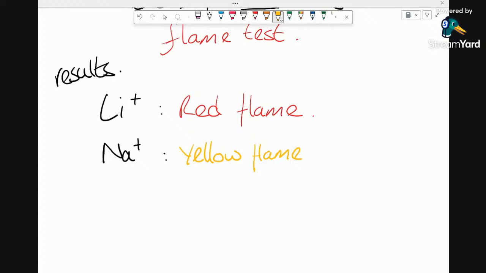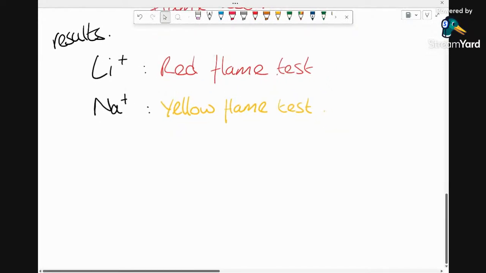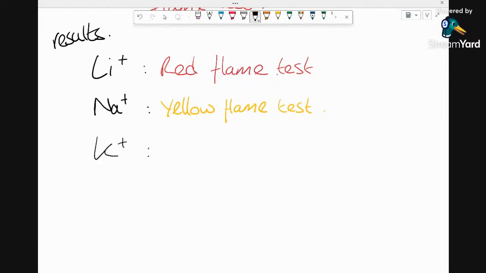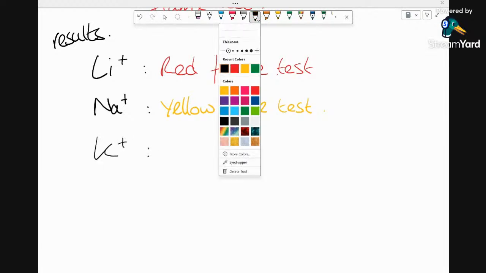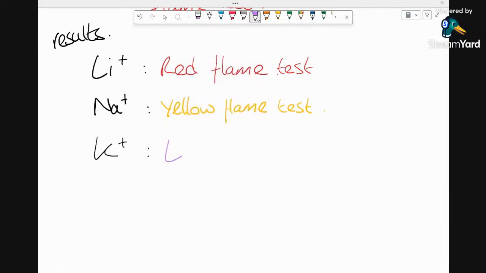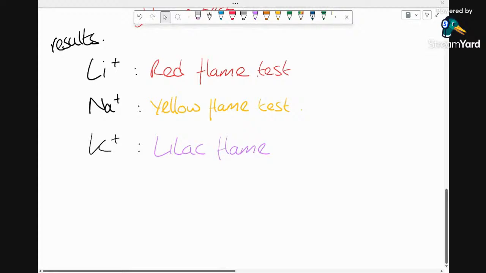I actually want to write the word flame test, but you get it. I'm going to put it anyway. A red flame test and a yellow flame test. It's just yellow. In reality, they just kind of say, give the color, and you go yellow. Next one is K+. This is a weird one because you can't see any other color, but this one is really bizarre. You have to call this lilac. So this is a lilac flame test, a lilac flame. So we've got our 3 only flame tests.